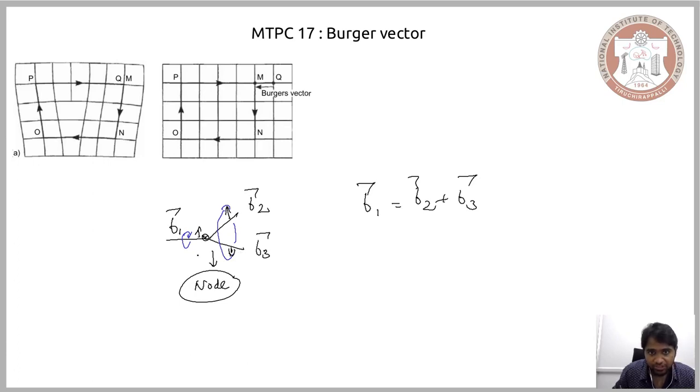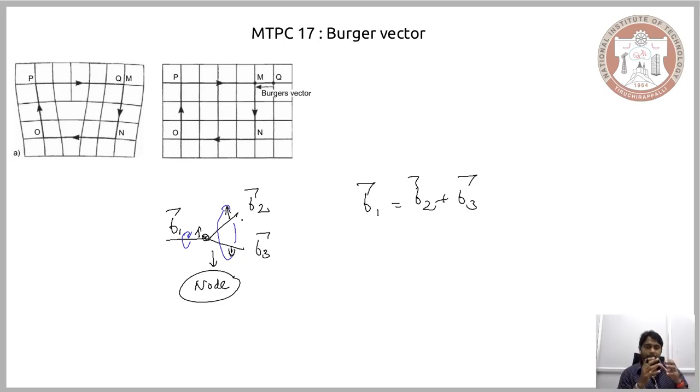The amount you have moved away to construct the Burgers circuit for B1, you have done the same for B2 and B3, constructing a Burgers circuit that includes B2 and B3 but sufficiently away from each of these dislocations. Since this circuit just considers the bulk of the material with a regular arrangement of atoms, the Burgers vector B1 that characterizes the dislocation is equal to the sum of the Burgers vectors of the dislocations that meet at a point here.